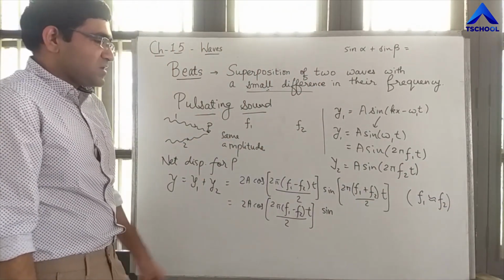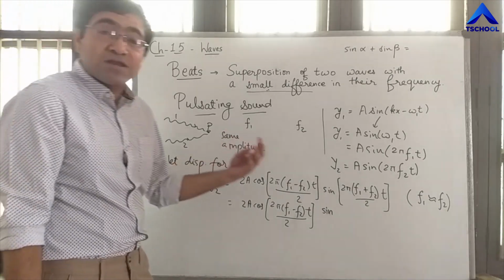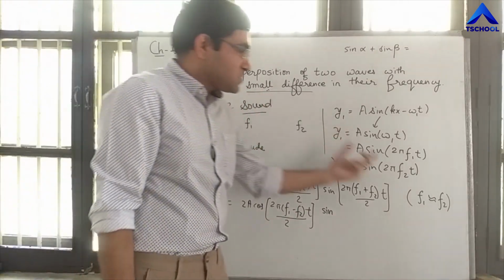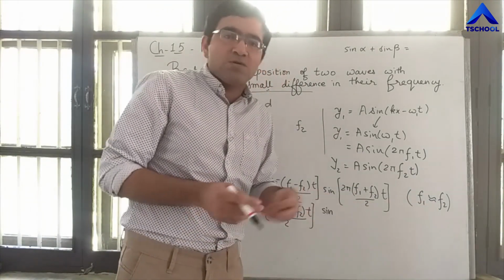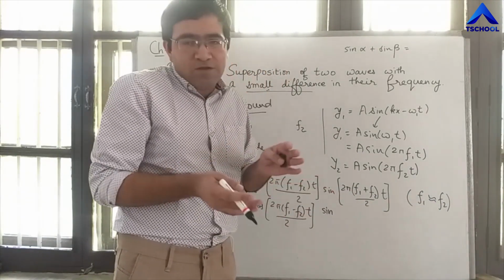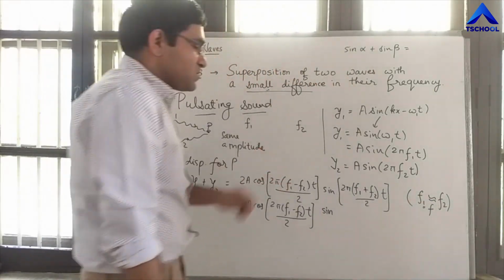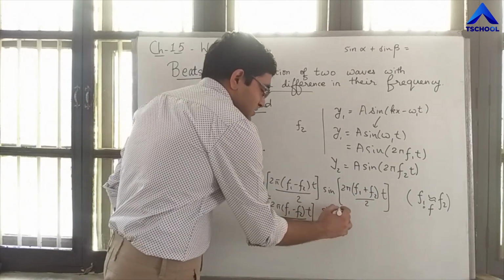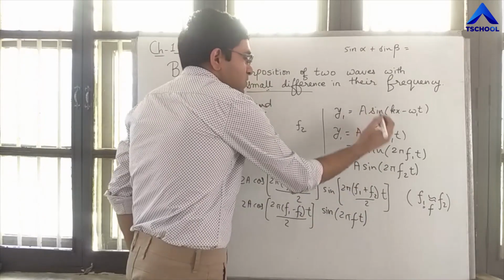Now if I use that here, and instead of writing f1 or f2, I just write f. I said that because there is a small difference between f1 and f2, they are nearly equal. So instead of writing either f1 or f2, I'm going to put both of these equal to f. So if I do that here, we have f plus f, 2f, 2f by 2. So we get the same kind of term that we are getting over here.